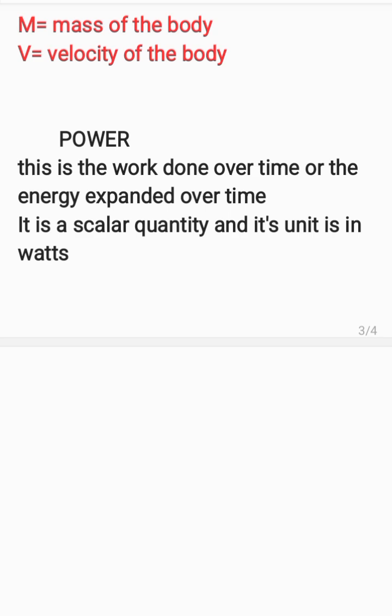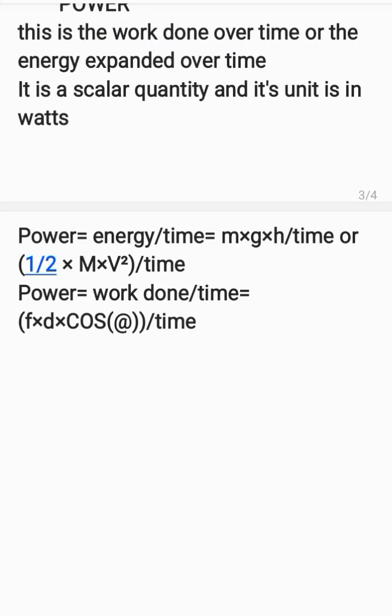So therefore, the formula for power is energy over time or work done over time. In the case of potential energy, it is mgh over time. And in the case of kinetic energy, it is 1/2 mv squared over time. Power is also gotten from the formula work done over time: force times displacement times cos theta over time. These are the formulas for power.